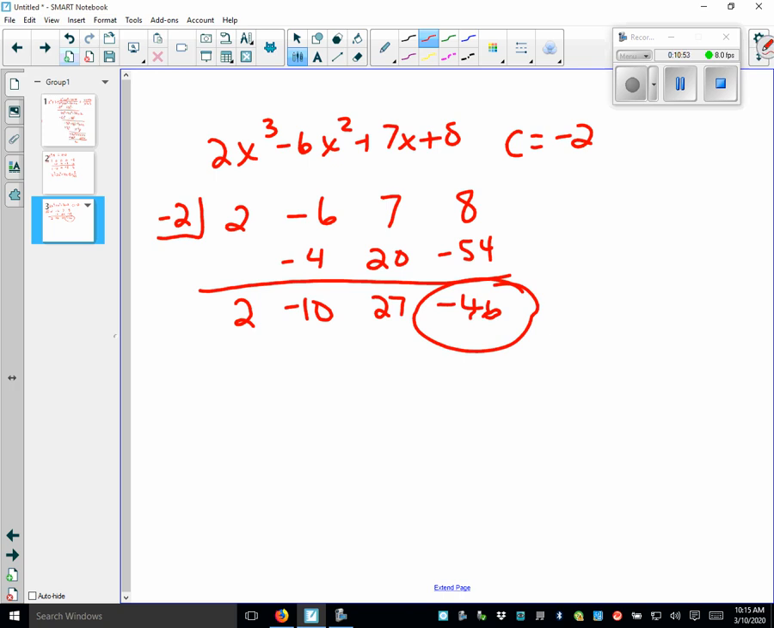This is what it says: use the factor theorem to determine if the binomial is a factor. How do I know if it's a factor? If the remainder equals zero, correct? Could you repeat that first part? Use the factor theorem to determine if the binomial is a factor.